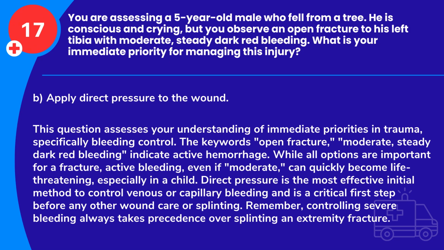Answer: B. Apply direct pressure to the wound. This question assesses your understanding of immediate priorities in trauma, specifically bleeding control. The keywords open fracture, moderate, steady dark red bleeding indicate active hemorrhage. While all options are important for a fracture, active bleeding, even if moderate, can quickly become life-threatening, especially in a child. Direct pressure is the most effective initial method to control venous or capillary bleeding and is a critical first step before any other wound care or splinting. Remember, controlling severe bleeding always takes precedence over splinting an extremity fracture.